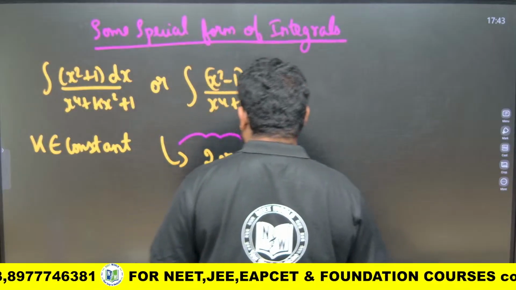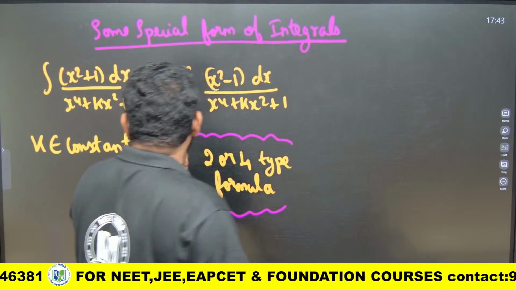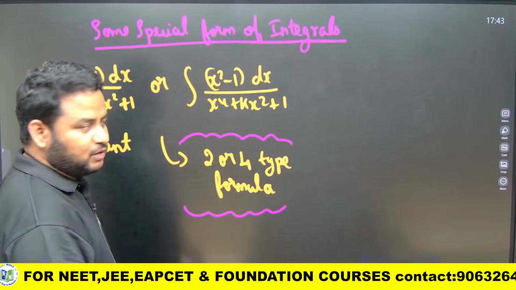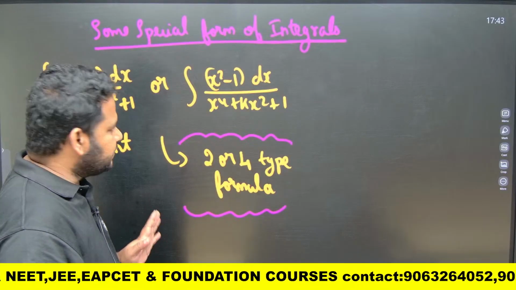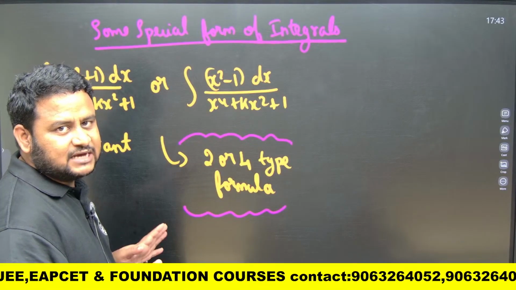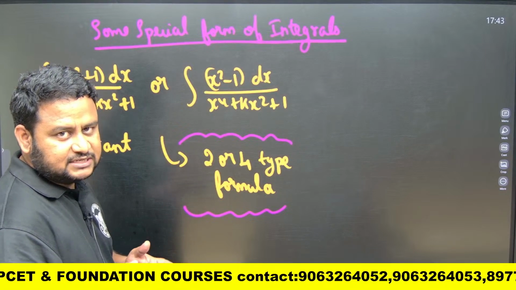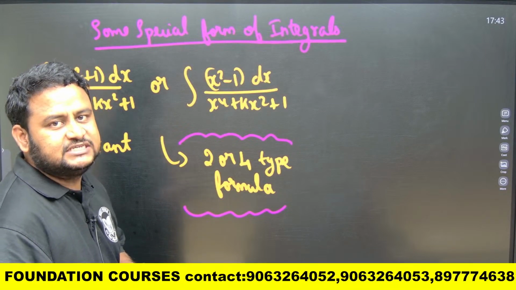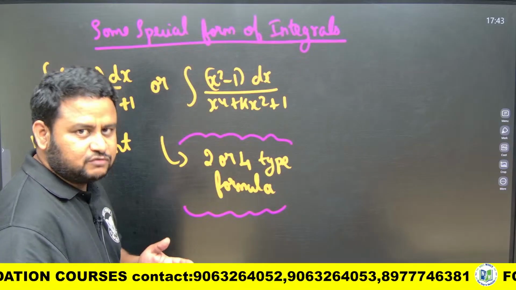Some special forms I have told you. So here this is a 2 or 4 type formula. I will just tell you the concept. After this I will wind up, because I have to take one more class, that is live at 6 p.m., where we have to do TGAP set questions. Please join for that class also.